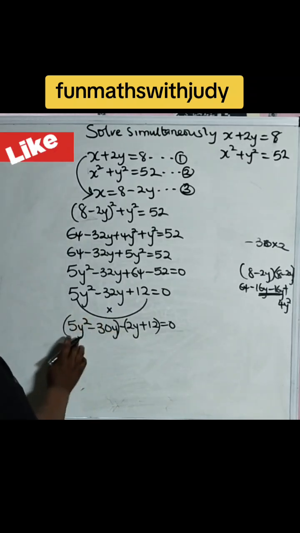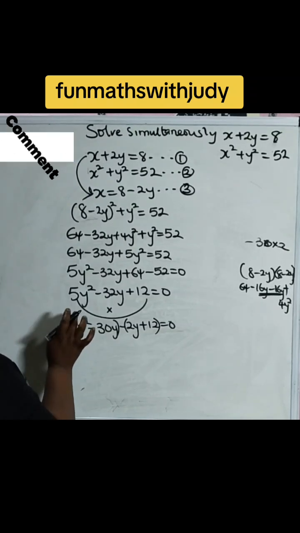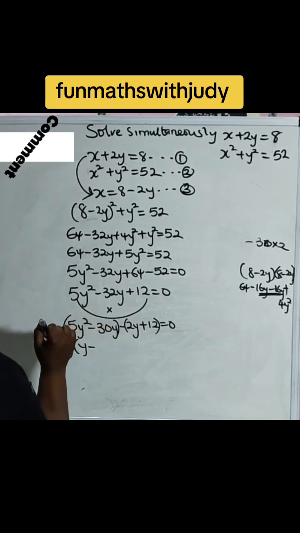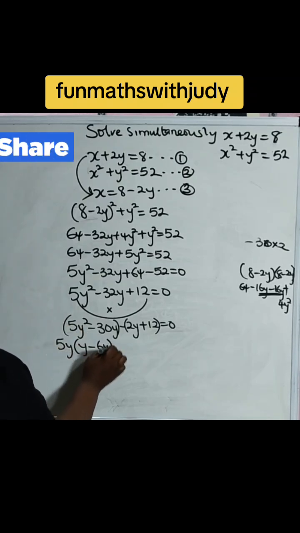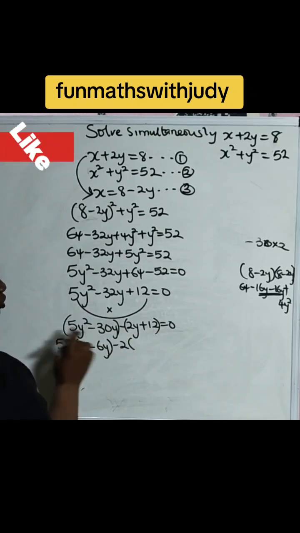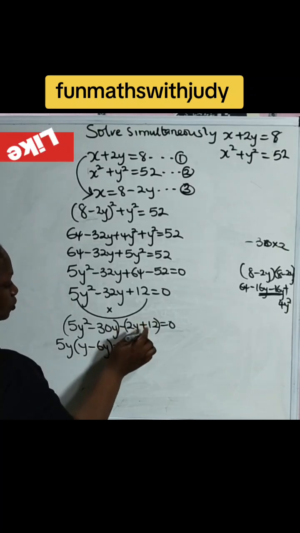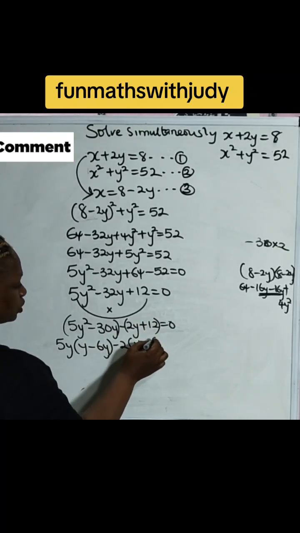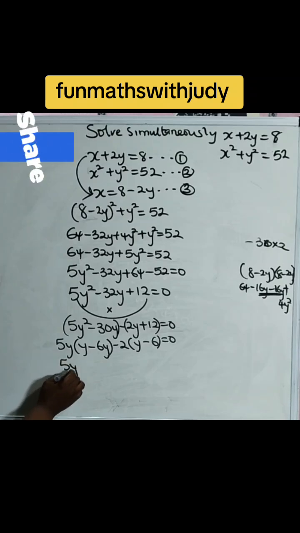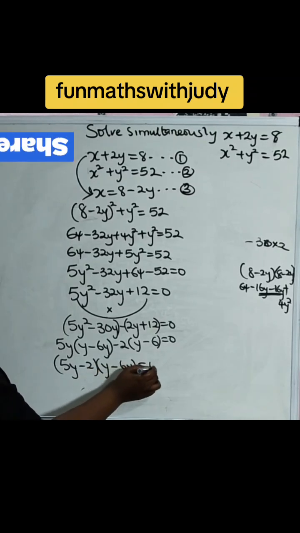Now what is common here? 5y. We factor it out. 5y into 5y squared will give us y, minus 5y into 30y will give us what? 6. Now we'll go over here. What is common? 2. Factor 2 out. We have minus 2 here. Minus 2 into 2y will give us y. Minus plus is minus. 2 into 12 will give us 6, equal to 0. Now we'll have that (5y minus 2) multiplied by (y minus 6) is equal to 0.